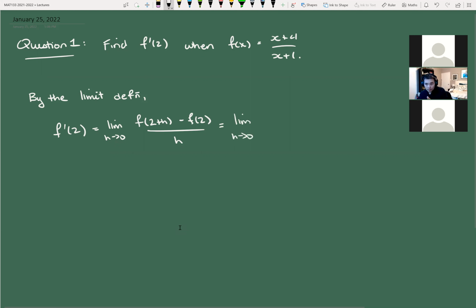Remember, carry your limits around. Okay, be sure to do that. So here it gets a little bit messy. So we're going to get 2 plus h plus 4, right? Everywhere I see an x, I'm going to put a 2 plus h. 2 plus h plus 1. f of 2 is pretty nice, right? So that's (2 plus 4) divided by (2 plus 1).